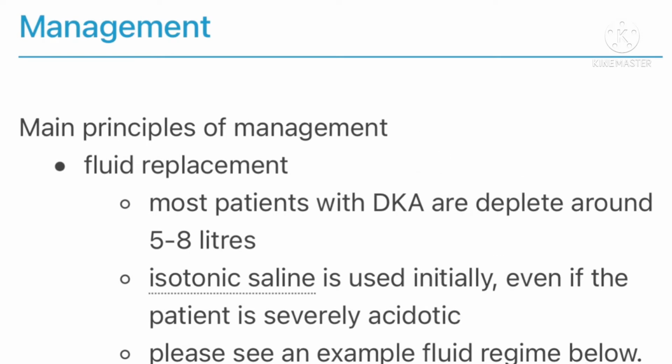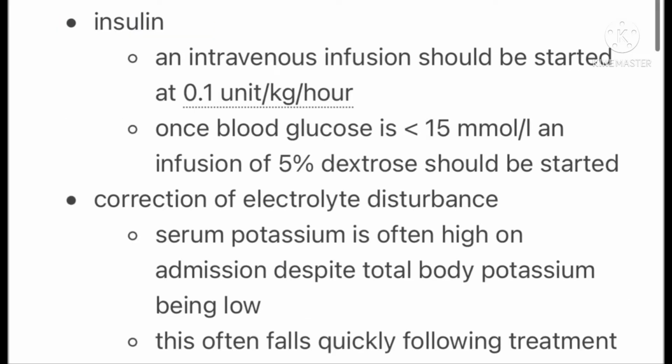Okay, next one is the management. So the key steps in the management are IV fluids. Besides that, we will be giving potassium replacement as well as insulin infusion, and the final one is bicarbonate. The mainstay is fluid replacement, insulin and potassium. Bicarb we give only in severe cases. The dose of insulin should be 0.1 unit per kg per hour. Once the blood glucose is less than 15 millimole, we start infusion of 5% dextrose. 15 millimole is equal to 250 milligram of glucose.